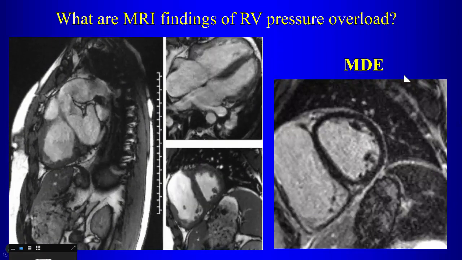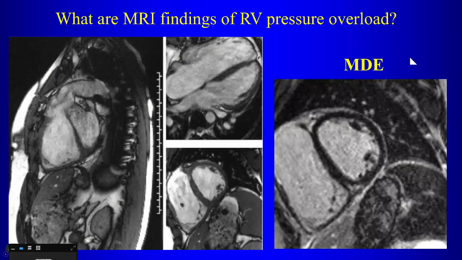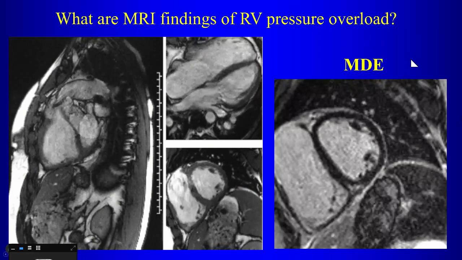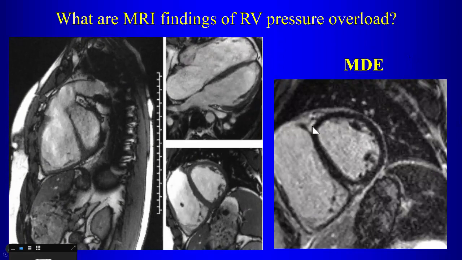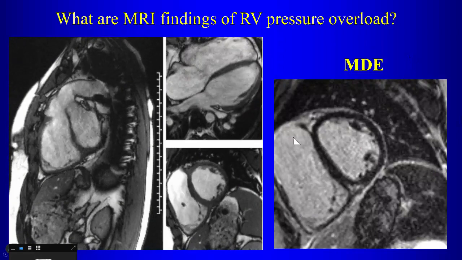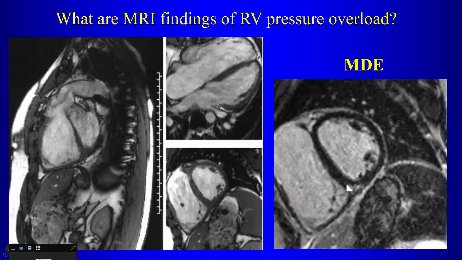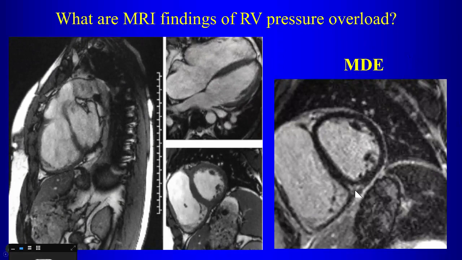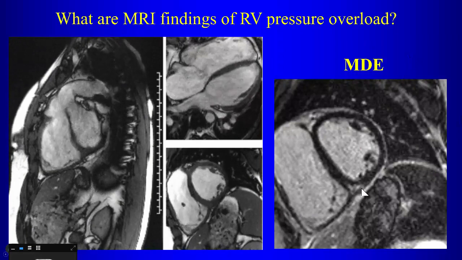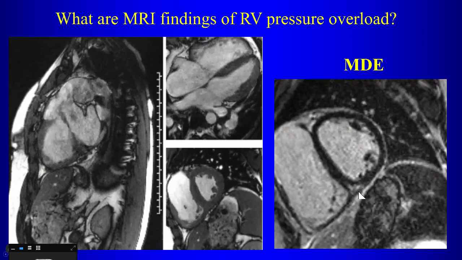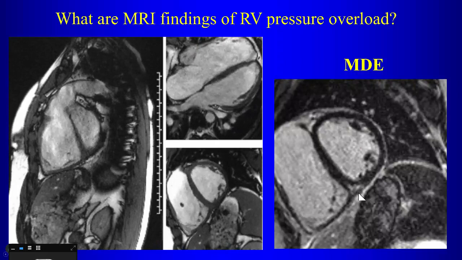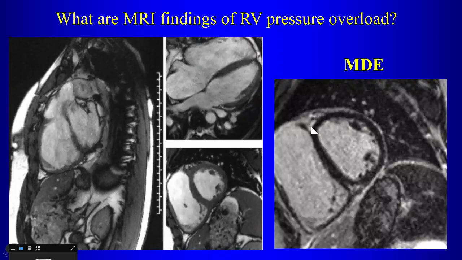What do we see on myocardial delayed enhancement when you have right ventricular pressure overload? Yeah, so there's enhancement here at the hinge points. Here at the insertion of the right ventricle on the interventricular septum, you have enhancement at the hinge points. It's thought that this is due to abnormal stresses in this region that result in fibrosis, and that causes this degree of enhancement.